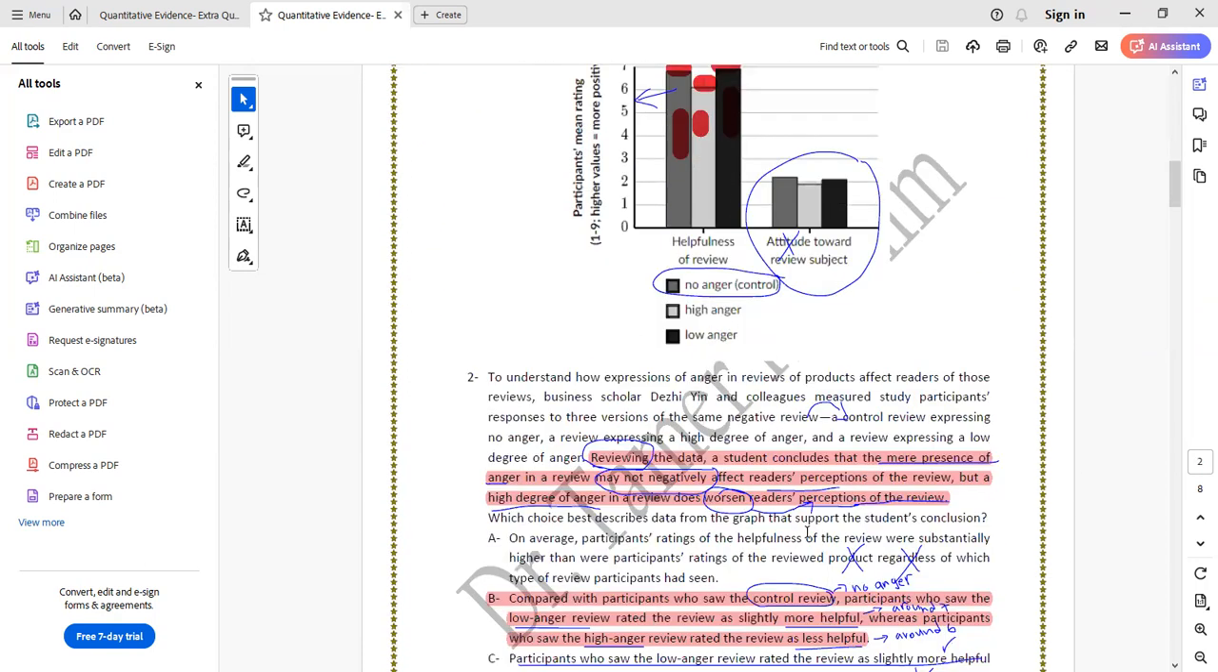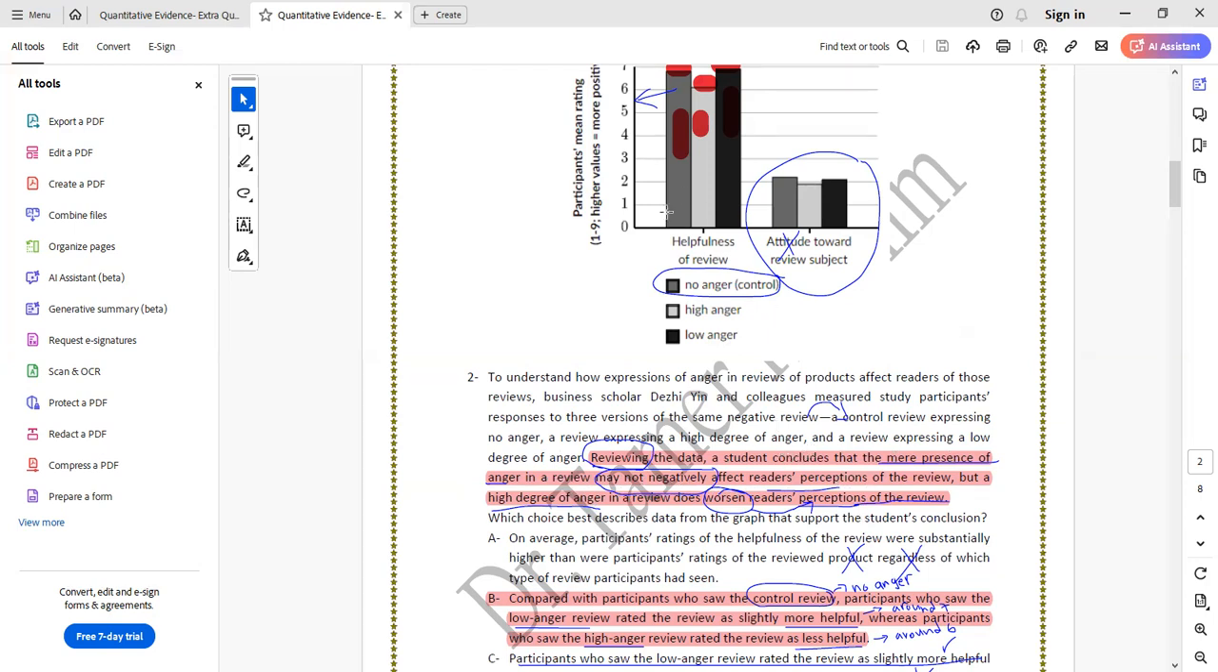Number 2, he wants to support the student's conclusion. Support the student's conclusion. So where is the conclusion? You're going to find it here. A student concludes. So reviewing the data, a student concludes that the mere presence of anger in a review may not negatively affect reader perception of the review, but a high degree of anger in a review does worsen reader perception of the review.